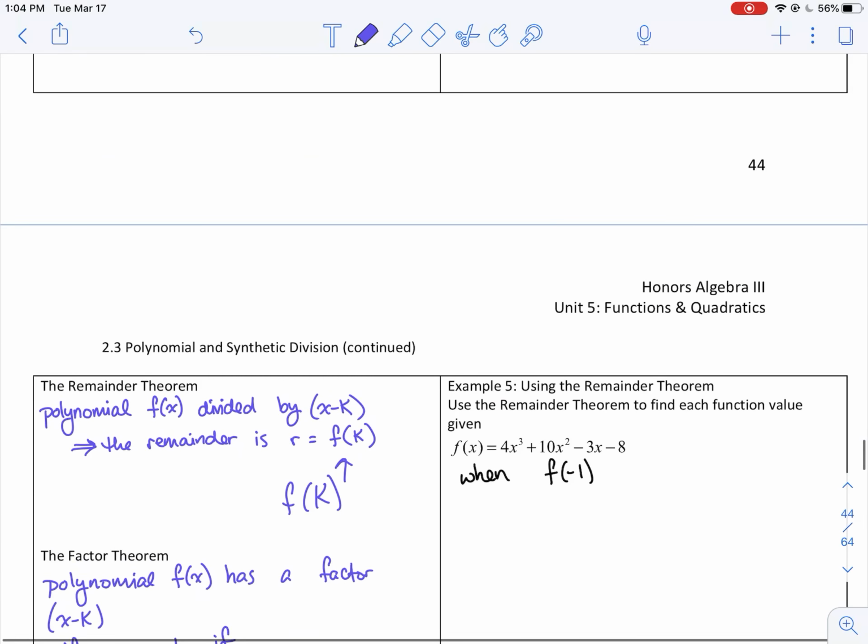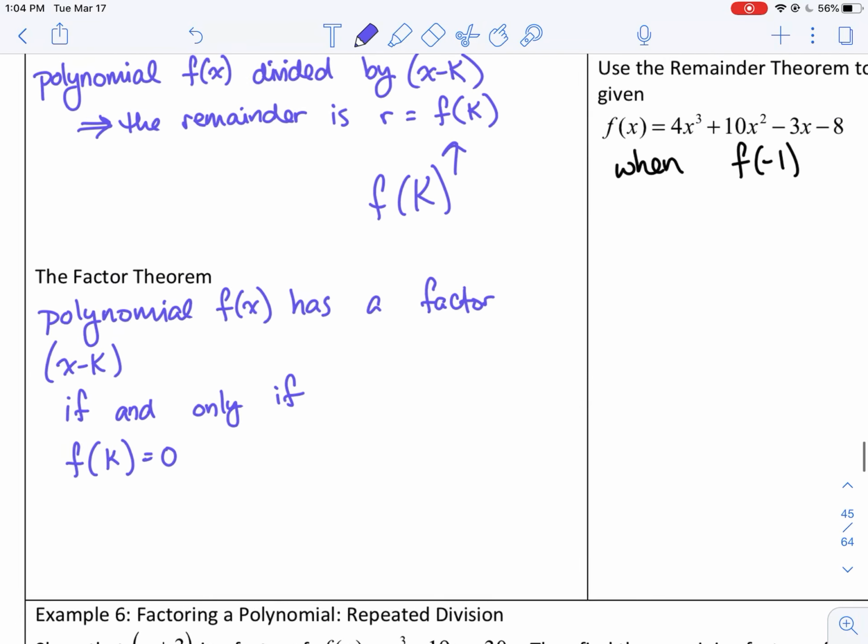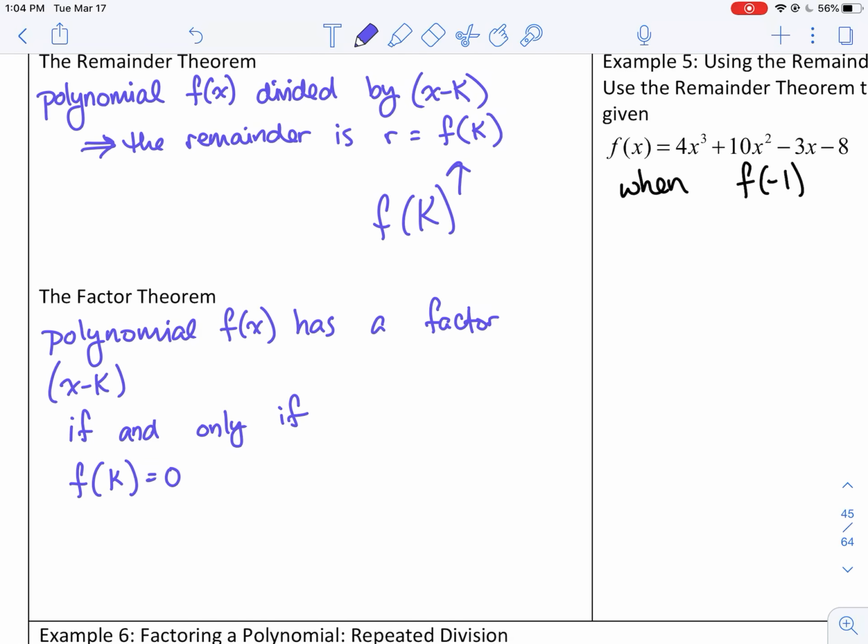Now let's continue on to the next page. We have a couple more theorems that we need to talk about and just 2 more examples. So the remainder theorem tells us that if we have a polynomial f of x divided by the factor x minus k, the remainder is equal to f of k.